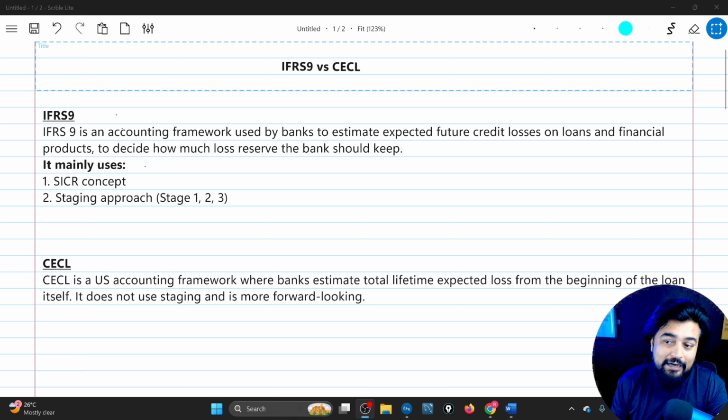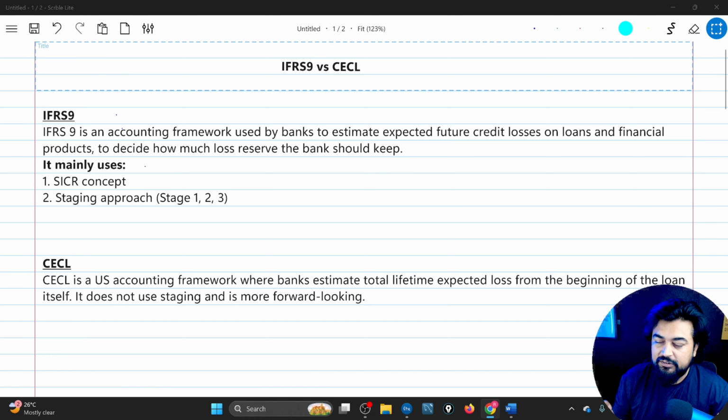How do banks know that some customer may not repay their loan in future, and why do banks keep money aside even before an actual default is happening? So today I'm going to answer that particular question. This is exactly what IFRS 9 and CECL help banks to do.